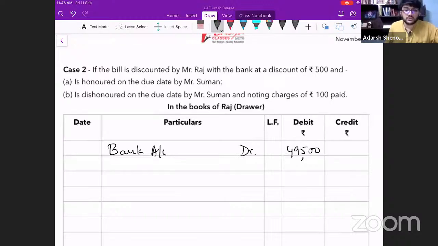Because you were in urgency of money, if you had waited for 3 months, you would have got the full 50,000. Now you wanted it immediately. That is why you're going and getting this money. When you do this, there's a cost, right? It will come at a cost. Everything comes at a cost. So this also comes at a cost. What is this cost? Discounting charges. How much is the discounting charges? 500 rupees. So we have to record that expense.